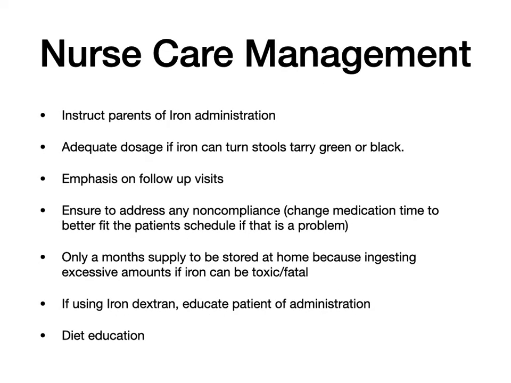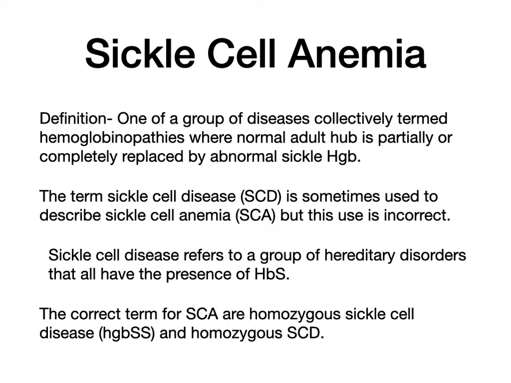For nursing care management, you want to instruct patients on iron administration. Adequate dosage of iron can turn stools tarry green, so ensuring that they know that. Emphasis on follow-up visits. Ensure to address any non-compliance. Only a month's supply should be stored at home because if you take too much, it can be toxic or fatal. If using iron dextran, educate the patient on how to administer that, and then diet education.